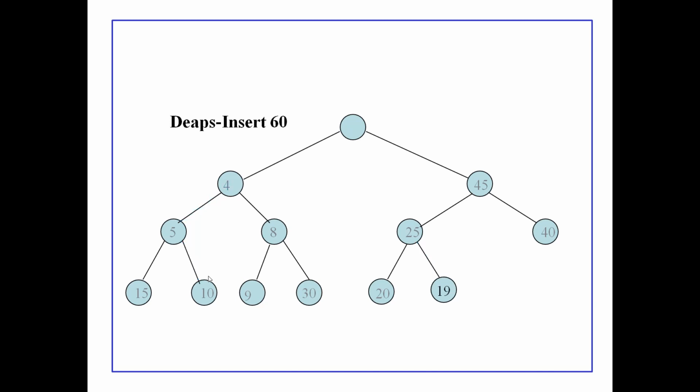Now we insert 60. Suppose 60 is inserted from the right side and we check first corresponding element. Corresponding element for the 60 is 9. Okay, first we check corresponding property. The left should be lesser or equal to right side. It satisfies the condition, so no swapping required.